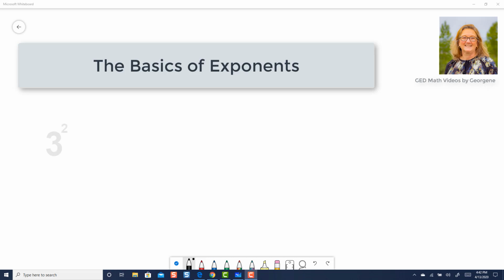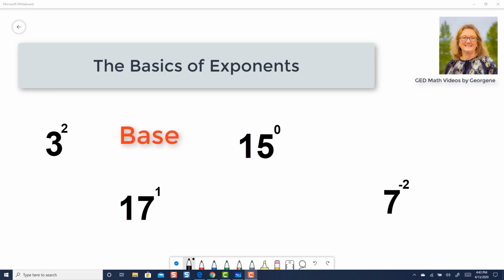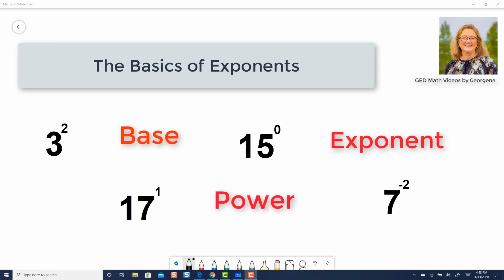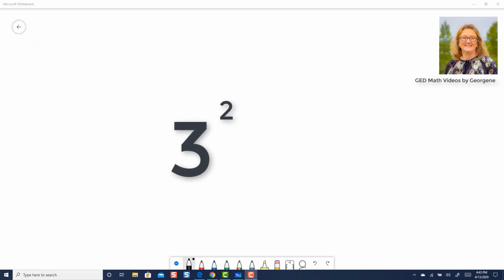Hi, this video is an introduction to exponents. If you are preparing for your GED math test, it is important to know that you most likely will get a math problem involving exponents. So it is important that you understand the basics and the not so basics of exponents. Before we go through a few examples, there are a couple of important things that you should know.